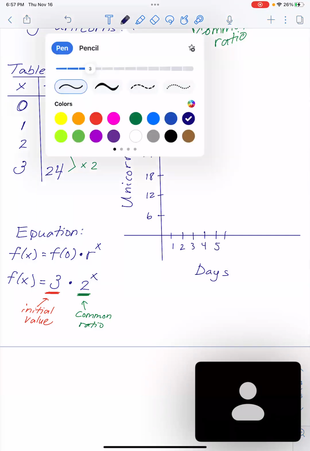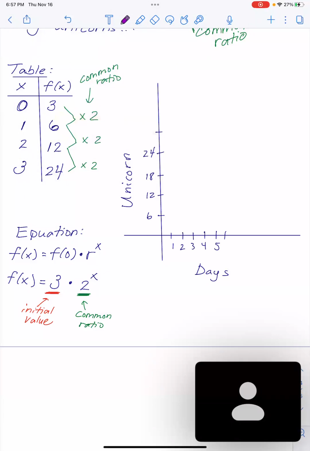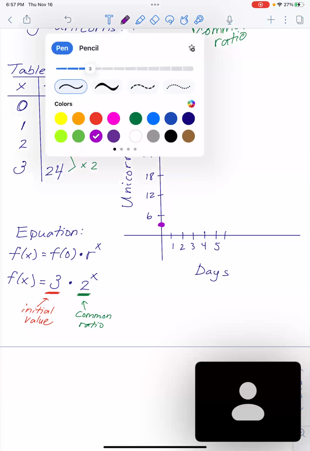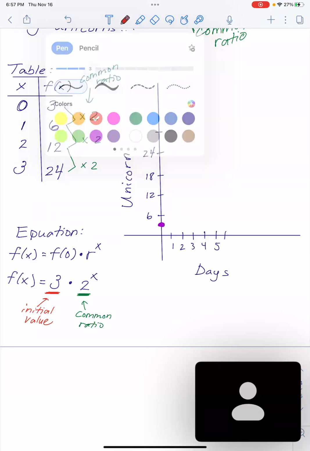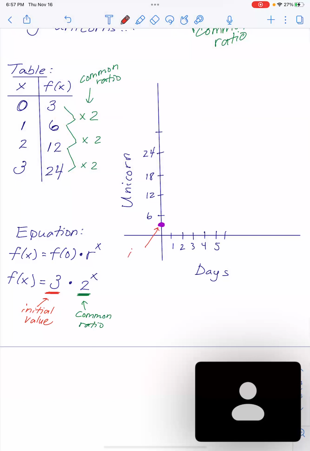Okay, again, grab a different color here. My initial value is 3. So at day 0, I have 3 unicorns. That's my initial value. That's where it's represented on the graph. Right there. Initial value of 3.